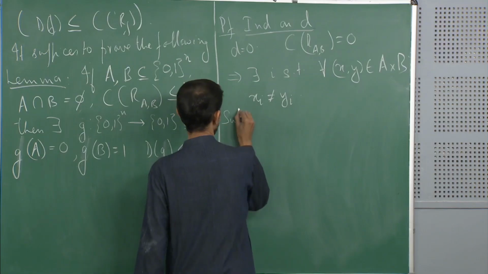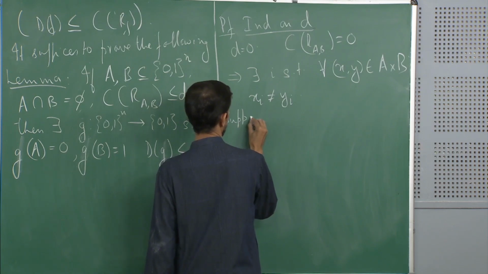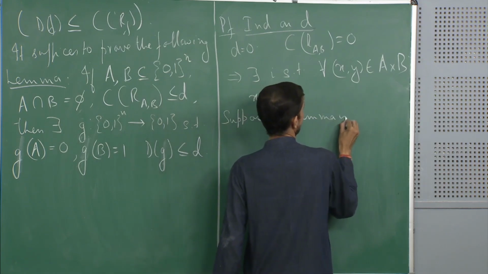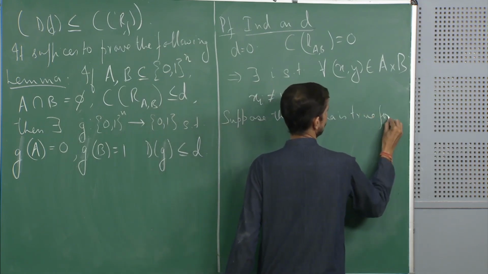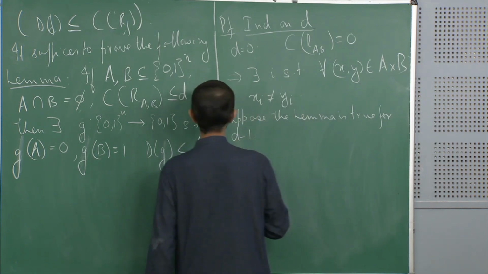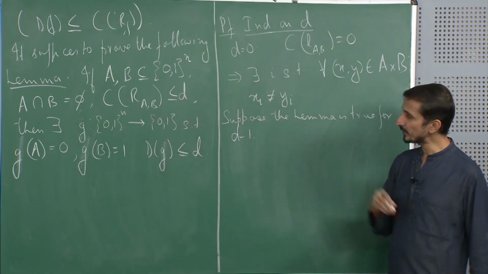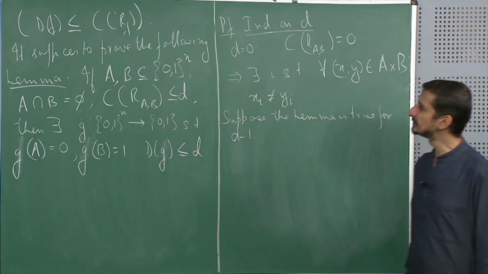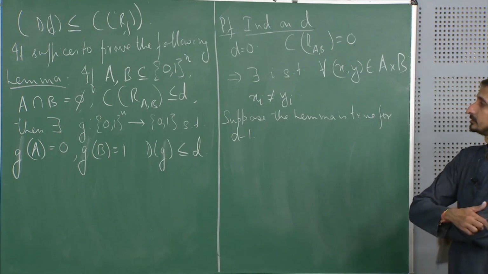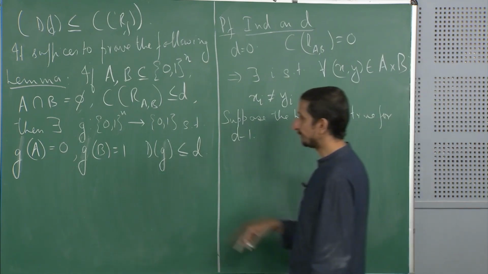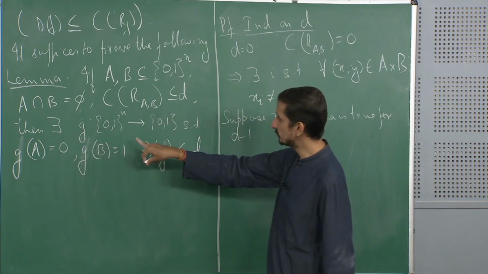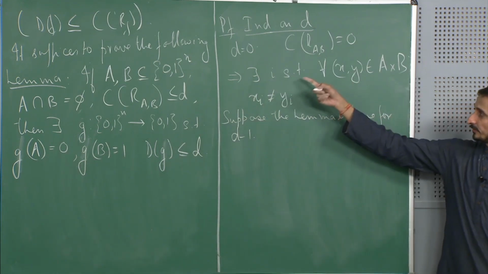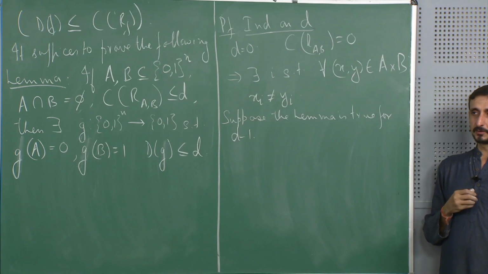Now suppose the lemma is true for d minus 1. Now we have to prove it for d. So what do we do? Correct, correct. We have to specify what g looks like, right? So we have to say what is the function g such that this happens. What would be the function g? So if there exists an I, then what would be the corresponding g?